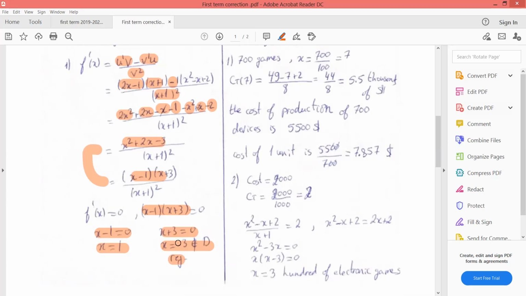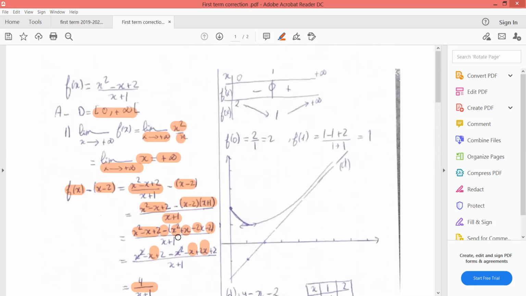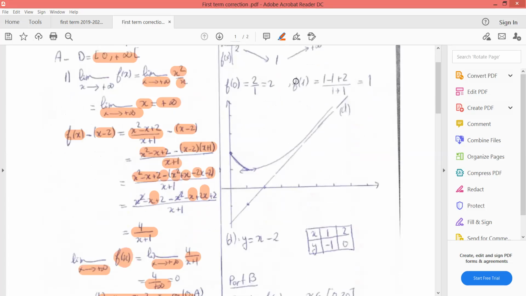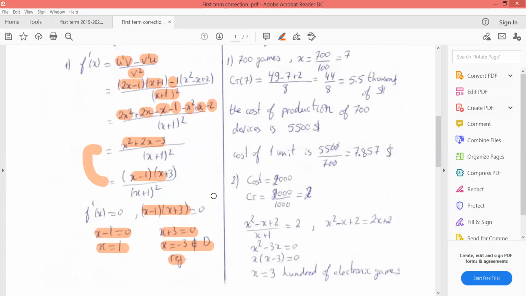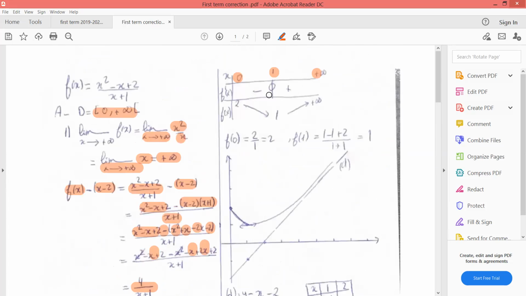Now, what do we have to put in the table of variations? 0, 1, plus infinity. The domain is 0 plus infinity, and 1 we get from the derivative. To know the sign, if you take a number greater than 1, like 2, and replace it in the derivative, we get a positive number. So negative, positive. Negative means decreasing, positive means increasing. f of 0 equals 2, and f of 1 equals 1. And the limit at plus infinity is plus infinity.